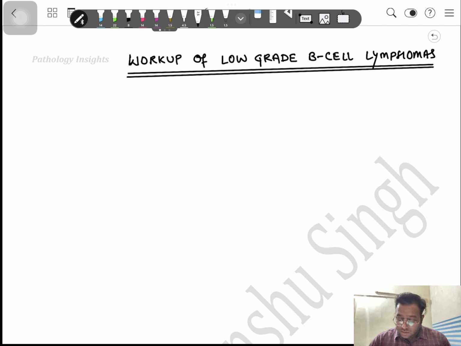Okay, so let's start. First, these are basically non-Hodgkin lymphomas. So first we do CD3. CD3 is a marker of T cell. T for 3. So CD3 should be negative because we are talking about B cell lymphomas. One B cell marker should be there, so CD20 should be positive. So it is not a T cell, it is a B cell. Simple.